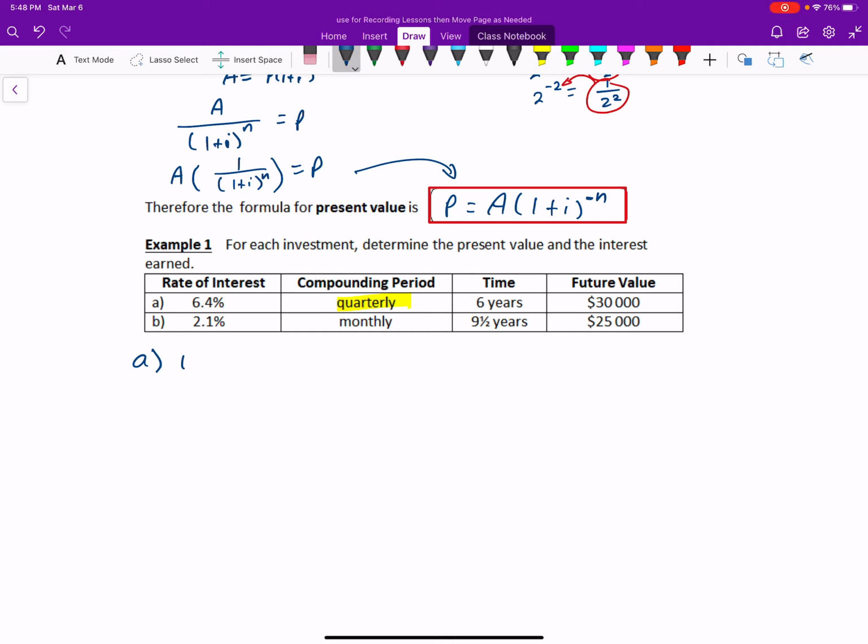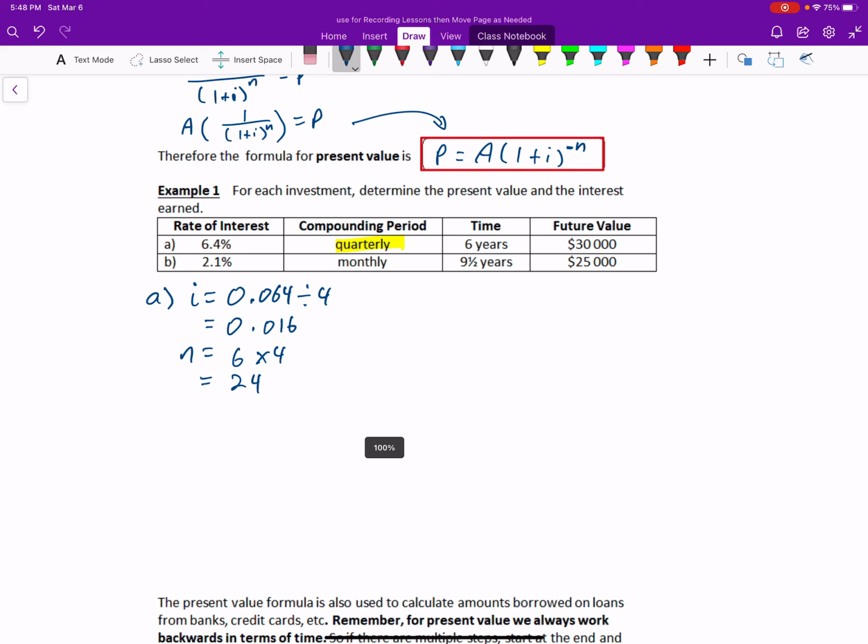So the interest rate per compounding period is 0.064. We change it to a decimal and divide it by 4 because of the quarterly. 0.064 divided by 4 is 0.016. N is going to be the 6 years times 4 times a year, which is 24. And again, then we just put it into our formula.